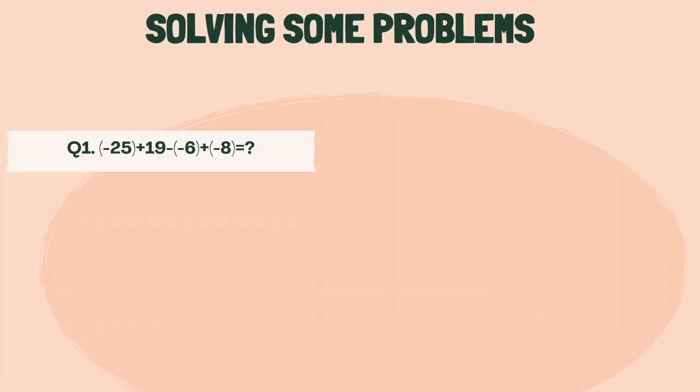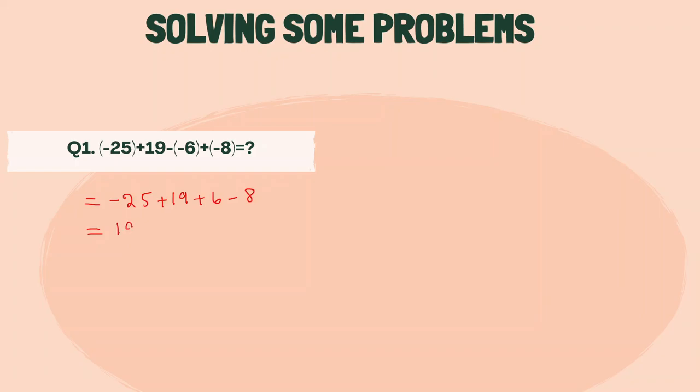Let's take the first problem. Okay, so what is the first problem? The first problem is just like the other one. This is the question. So for the first step we will take out the numbers from the brackets. So it will be minus 25 plus 19, minus minus it will be plus 6, plus minus it will be minus 8. Now I will take the positive numbers together.